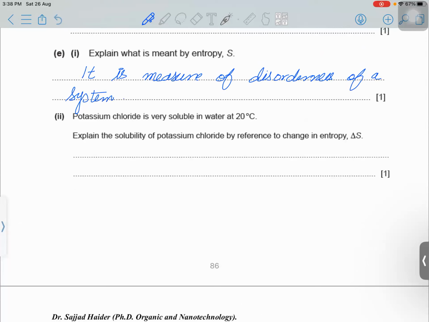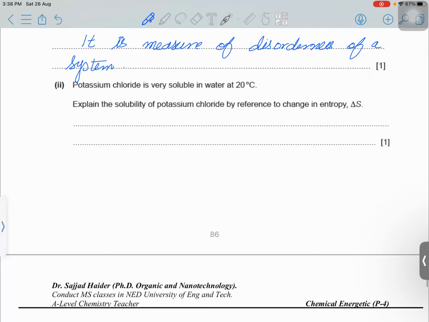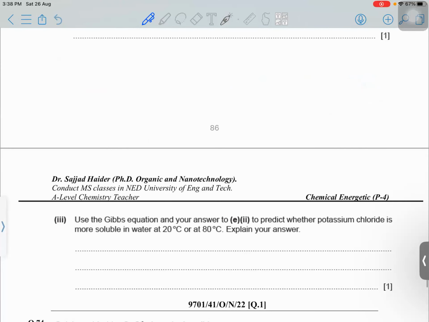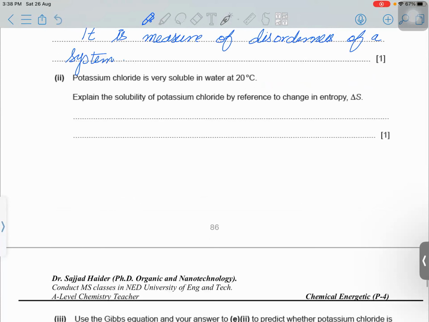Okay. You know that in solid, particles are organized. In water, particles are very organized. When we mix both of them, particle disorderness is created, right? So because of the disorderness, entropy increases. That's why solubility increases. Are you getting my point or not? Yes, sir.